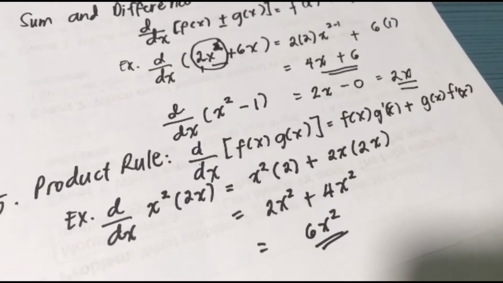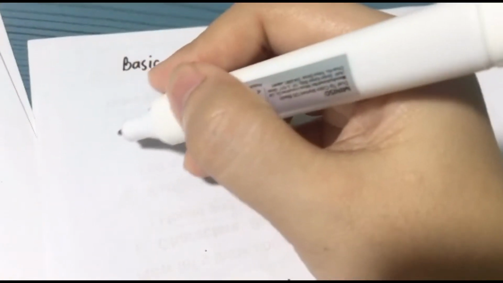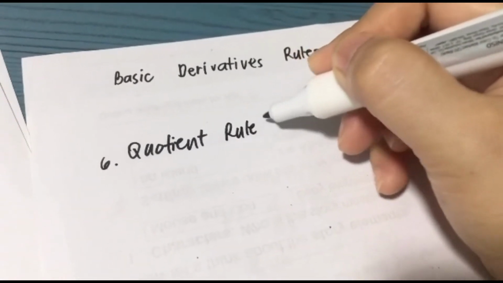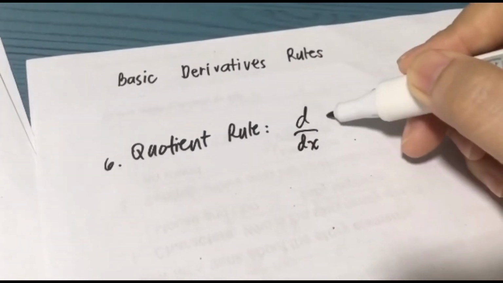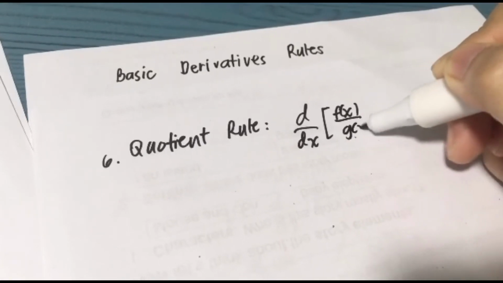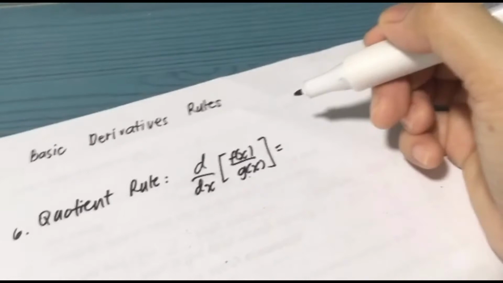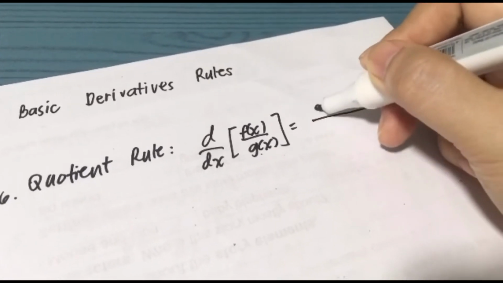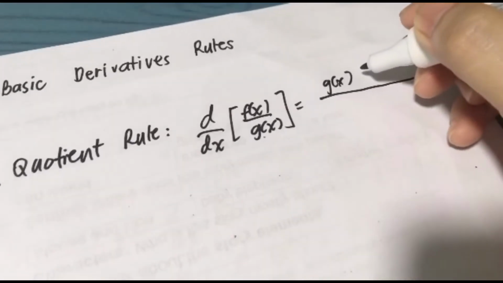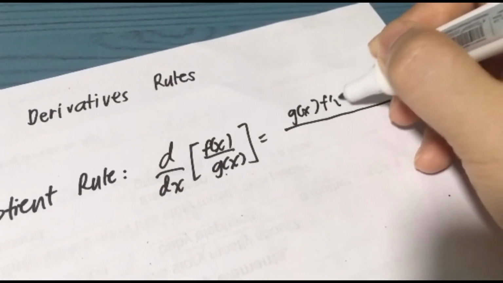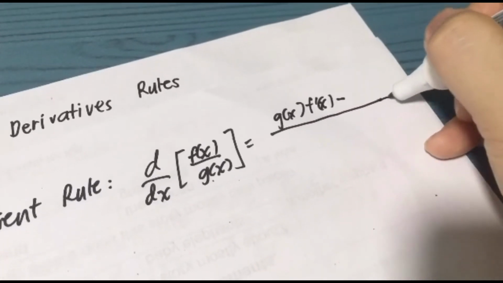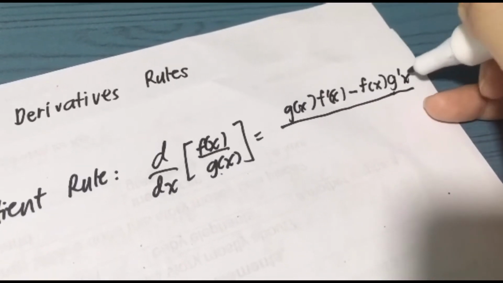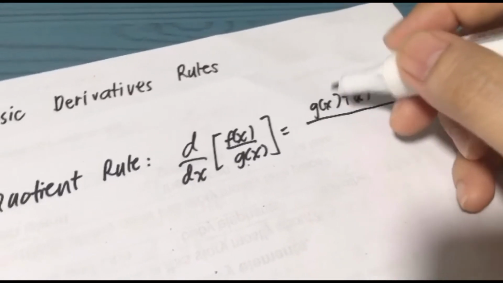And our last rule for the basic derivative rules is the quotient rule, number 6. The derivative of f of x all over g of x. Your numerator will be: copy the g of x, the second function, then the derivative of the first function, then write minus, and copy the first function, then the derivative of the second function, all over the square of your second function.